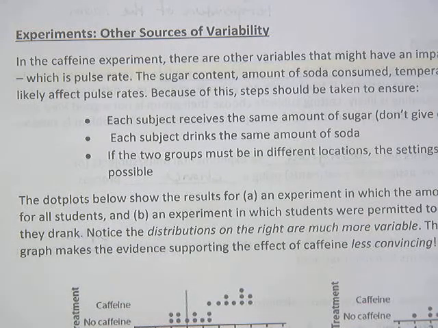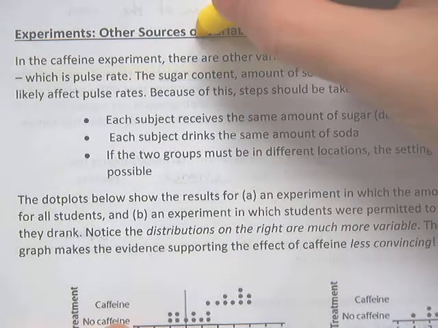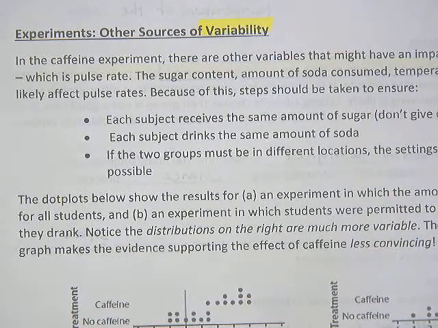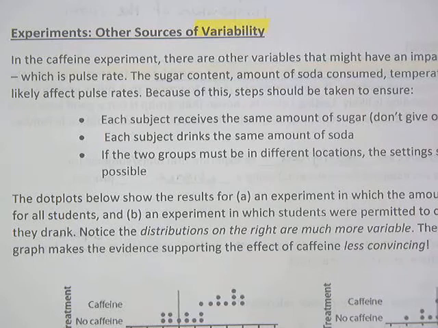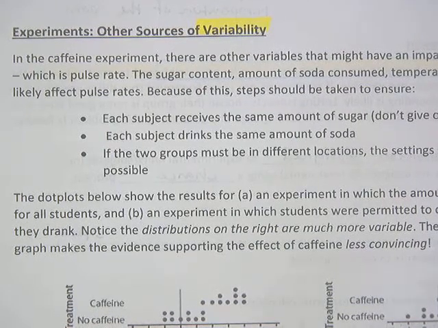So there are other sources of variability that come into play. Again, it kind of seems like there's never a perfect way to design an experiment. There's always something else that could be lurking. In the caffeine experiment, there are other variables that might have an impact on the response, which is pulse rate. We already talked about this over and over again. Sugar, amount of soda, temperature. Because of this, steps should be taken to ensure each subject receives the same amount of sugar, they receive the same amount of soda, and they have to be in different.